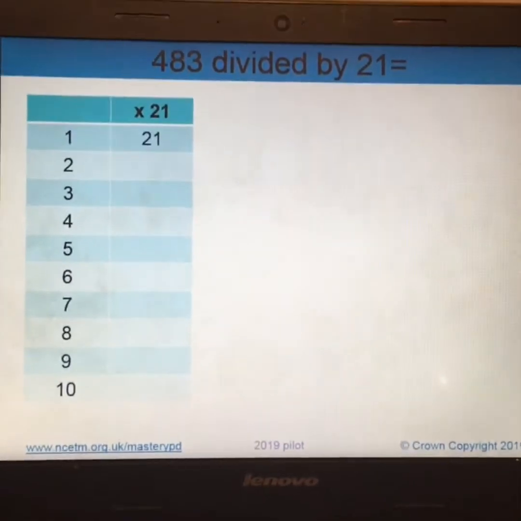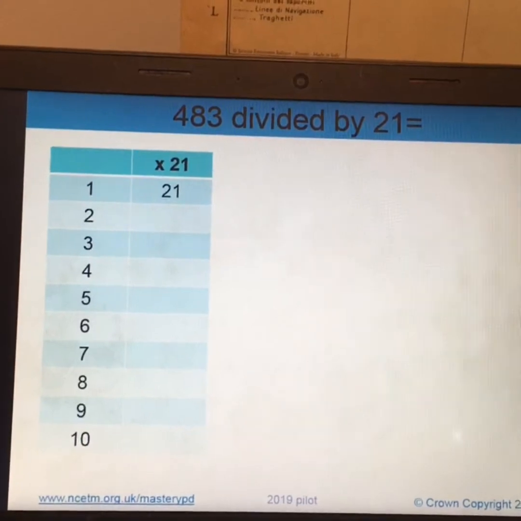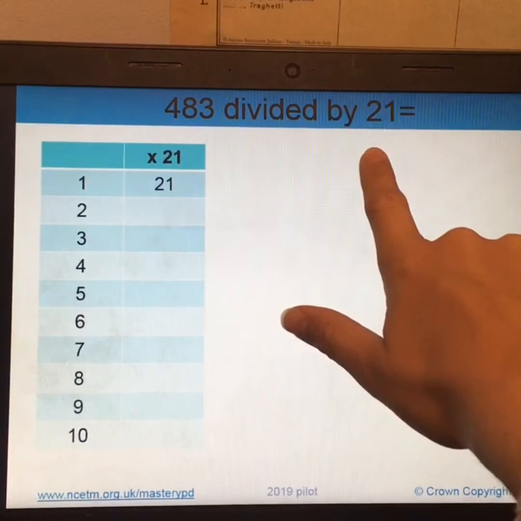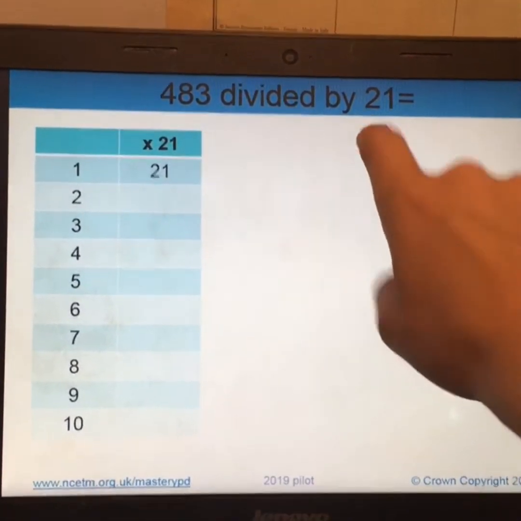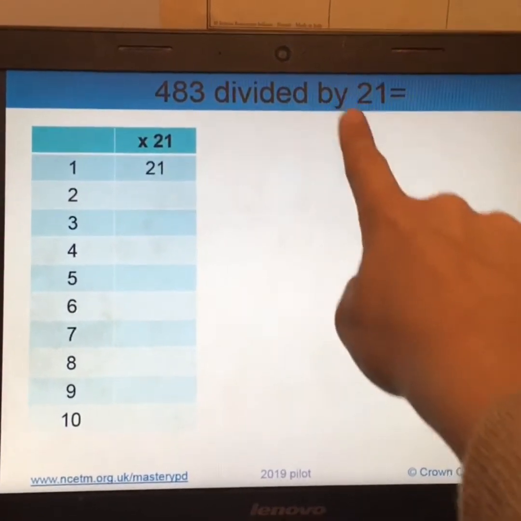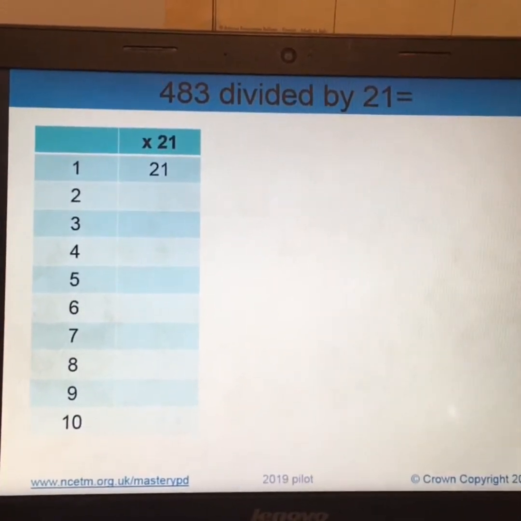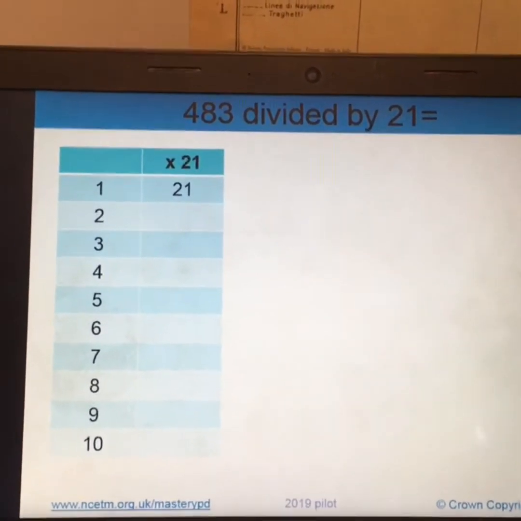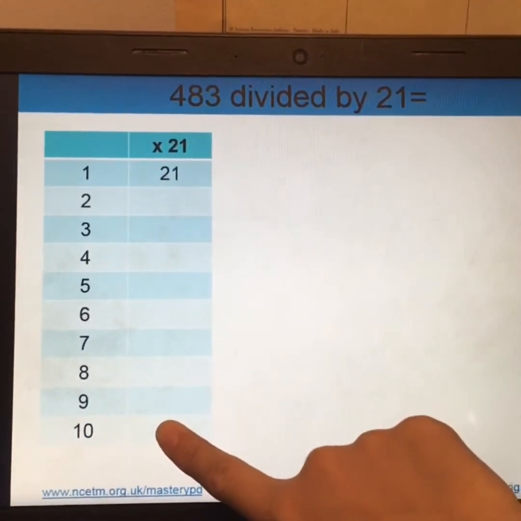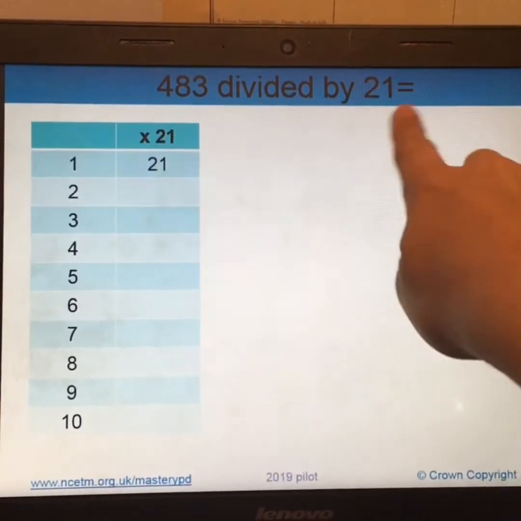So that sum I just showed you was nice and easy because we were dividing by 3. Now, this gets a little bit more complicated when the number we are dividing by is getting a bit bigger. So now we are doing 483 divided by 21. Our divisor, which is this number here, is now quite a lot bigger. So what we have been teaching you to do in year 6 is to write down the 21 times table so that you can still do bus stop method or short division because you've got the 21 times table.